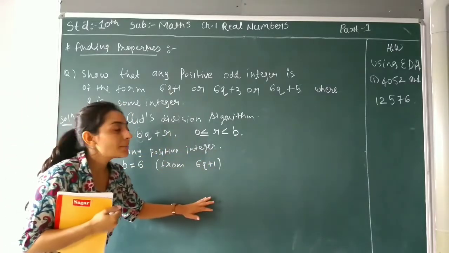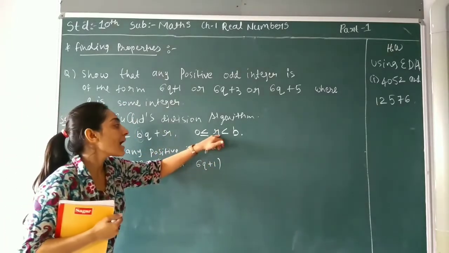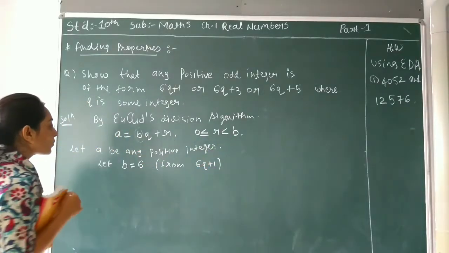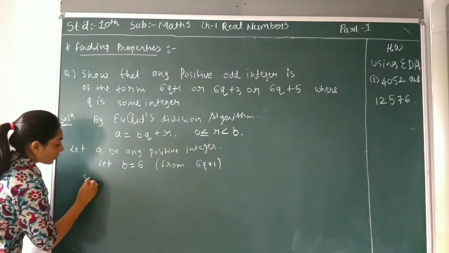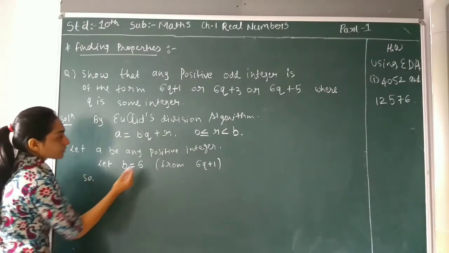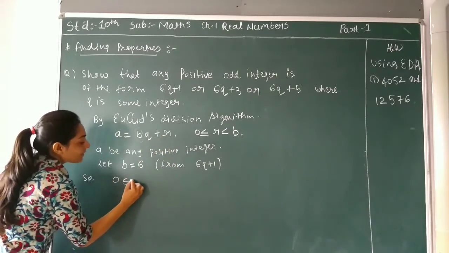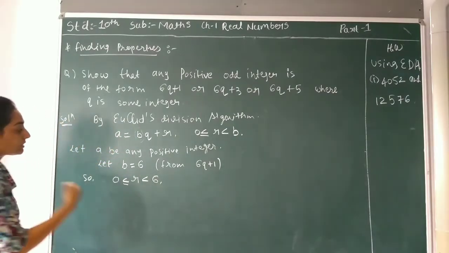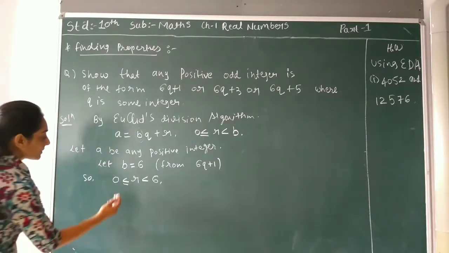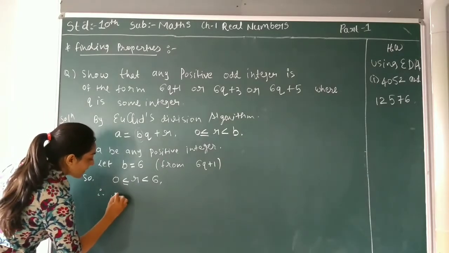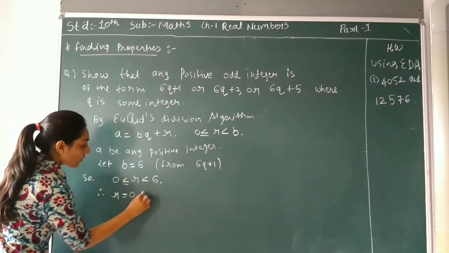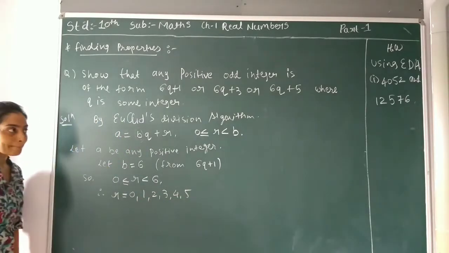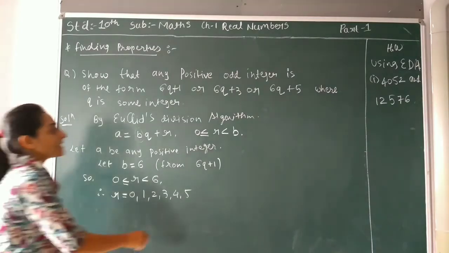So what are the possibilities for R? Look, my B is 6, so 0 less than or equal to R less than 6. There are so many possibilities. Therefore, R equals either 0, 1, 2, 3, 4 and 5. Now take case 1.